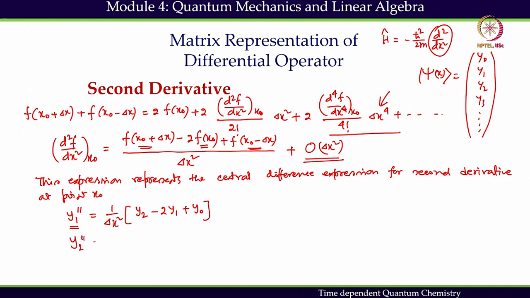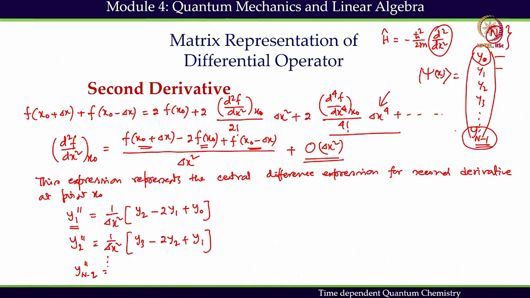Similarly, the derivative at the y2 point is going to be 1 by delta x square, then the function value one step forward, which is y3, minus 2 times the function value at that point y2, plus the function value one step backward, which is y1. And this is the way we can go ahead. Finally, I can have the y n minus 2 position, because we have n points in total, starting with 0, which is why it ends at n minus 1. I will not be able to get the derivative at the first point, because I do not have any point one step backward.